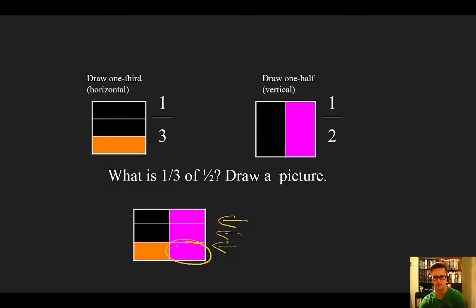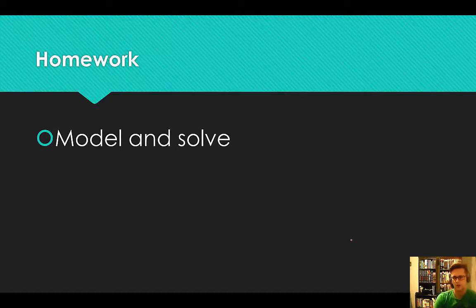So one would have orange and yellow. That would give us 1 out of 1, 2, 3, 4, 5, and 6. So 1/6. Now here's your homework. I want you to model and solve 2/5 multiplied by 2/3.